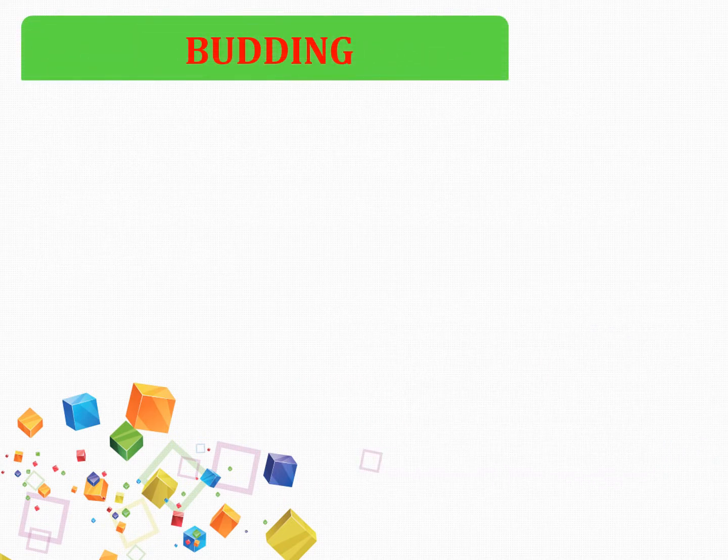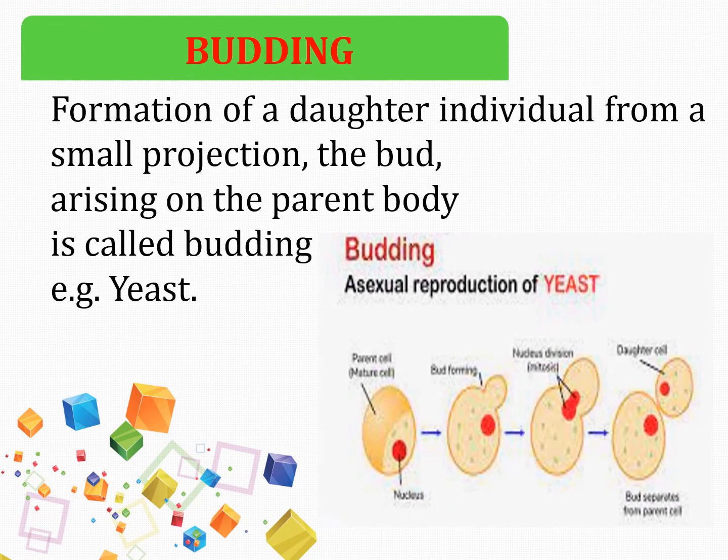The next type of vegetative reproduction is budding. The example is yeast. How does it divide? A daughter individual is formed from a small projection.